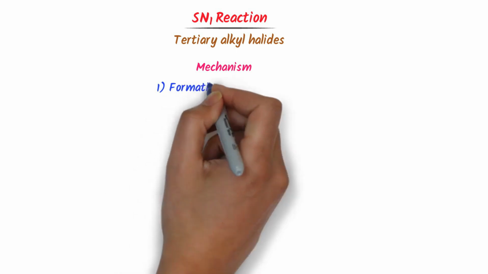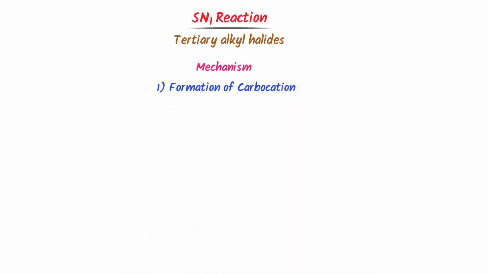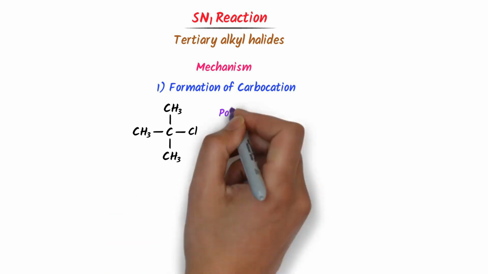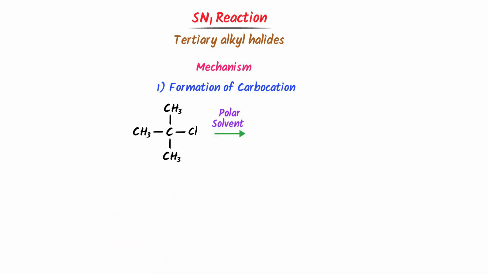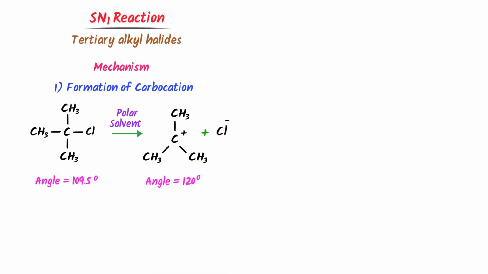In the first step, a carbocation is formed. I take a tertiary alkyl halide. Now I add a polar solvent to it, due to which this molecule gets polarized. I mean, this halogen becomes a nucleophile and this becomes a carbocation. Here, the angle between carbon atoms is 109.5 degrees, while there the angle between carbon atoms is 120 degrees. Remember that the first step is a slow step, hence the carbocation is formed in the first step.